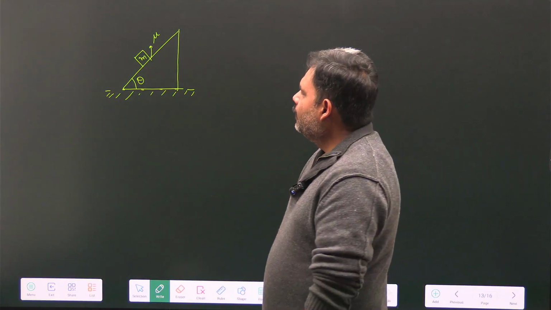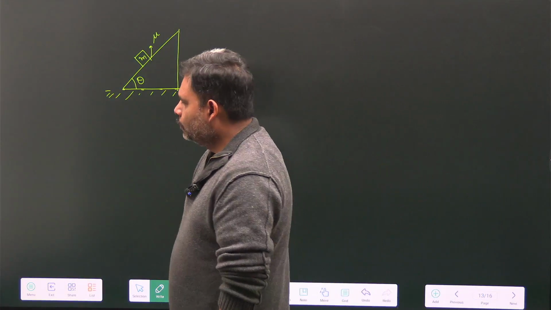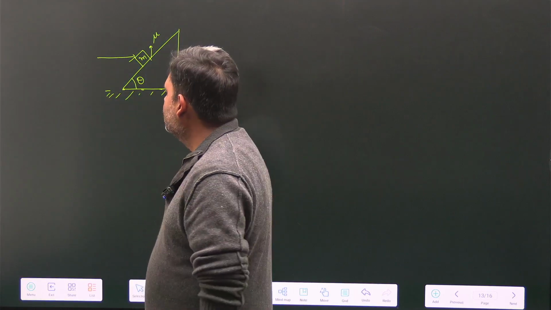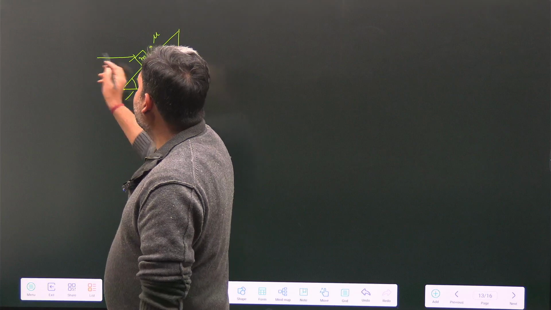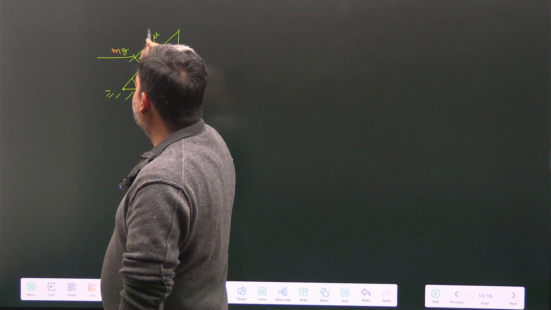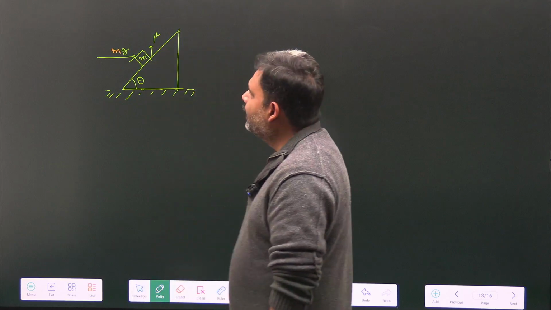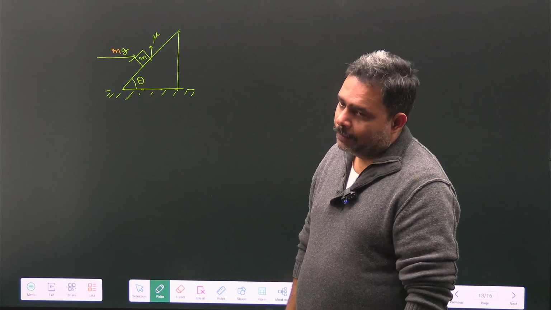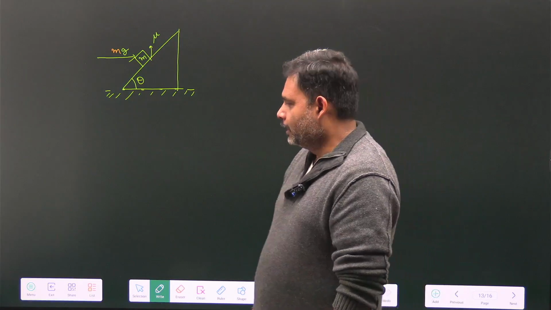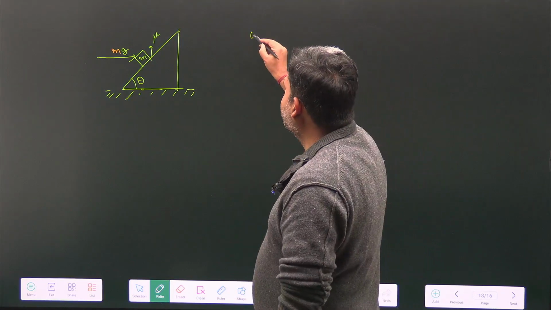And what we are going to do is give a horizontal force, exactly equal to the weight of the mass. You are giving a horizontal force, and its magnitude is mg, equal to the weight. Okay, so now the question is, what is the condition?